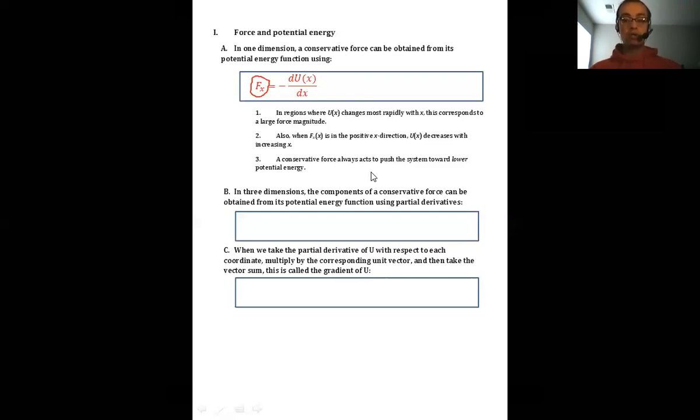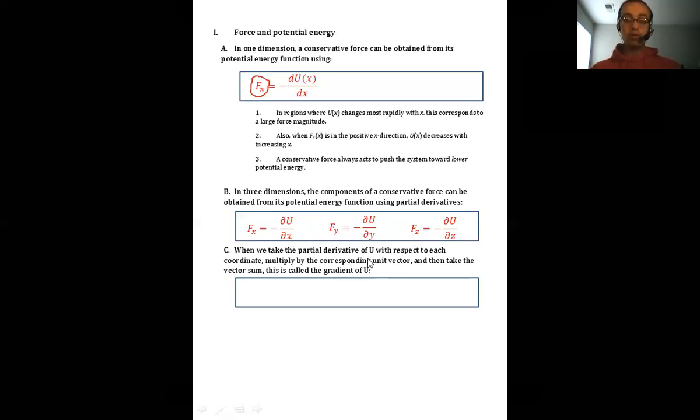In 3 dimensions, the components of a conservative force can be obtained from its potential energy function using partial derivatives. So for instance, the force in the x direction corresponds to the negative of partial U partial x. The force in the y direction equals the negative of partial U partial y. And the force in the z direction is equal to the negative of partial U partial z.